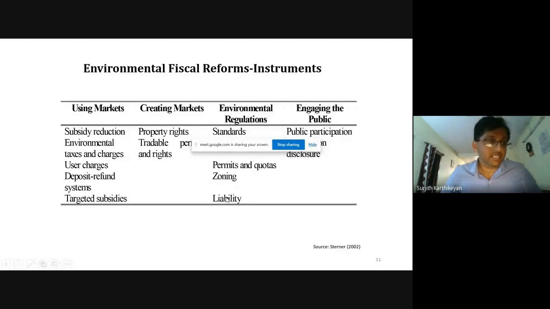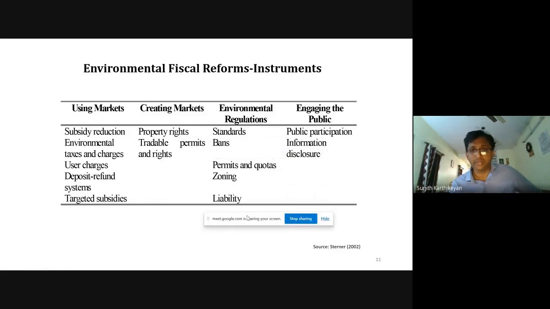Next measure could be environmental fiscal reforms. I am highlighting one of the Sterner 2002 slides, where subsidy reduction uses market-based instruments. There are different types of environmental fiscal reforms. Here we would be focusing more on environmental tax or eco tax, because pollution tradable permits and all those are slightly difficult to implement in India. Then environmental regulations, what aspects could we implement? Engaging the public, more public participation, informed disclosure; these are the components of environmental fiscal reforms.